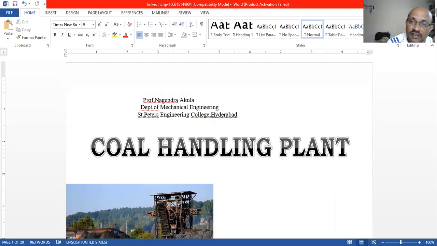So the first method is unloading. Next, transfer to dead storage or preparation plant. One by one we will discuss it. And then dead storage, reclamation, live storage and furnace. Various stages were shown.